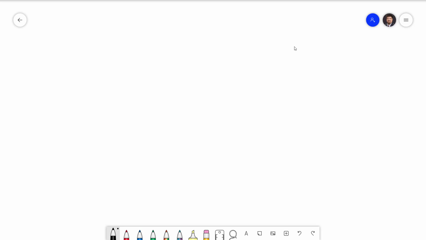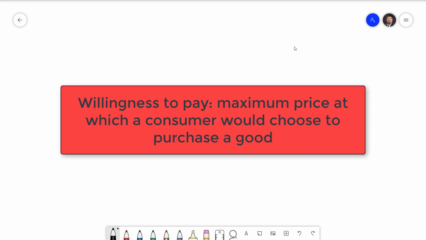When we say surplus here, it's important to remember that this is a completely different concept from a surplus of goods as opposed to a shortage of goods, which we talked about earlier. Consumer surplus is derived from a consumer's willingness to pay and the price. Willingness to pay is the maximum price at which a particular consumer would choose to buy a good. We also call it the reservation price.